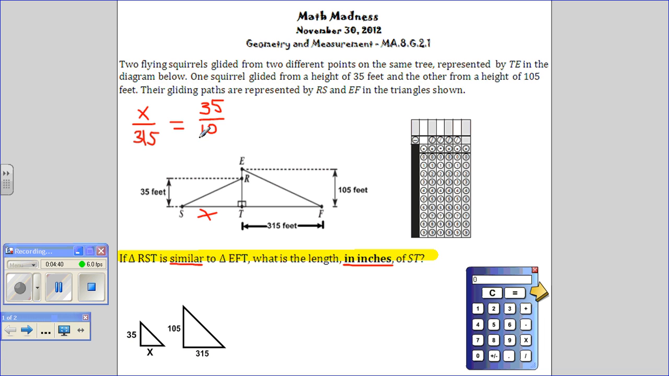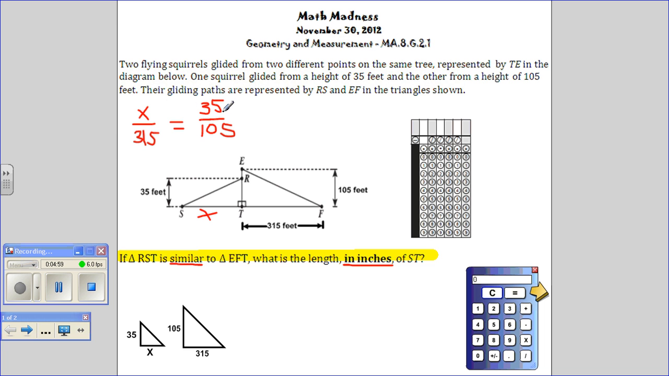So now I have x over 315 equals 35 over 105. Okay? So, since this is an 8th grade problem, we have our calculators here.